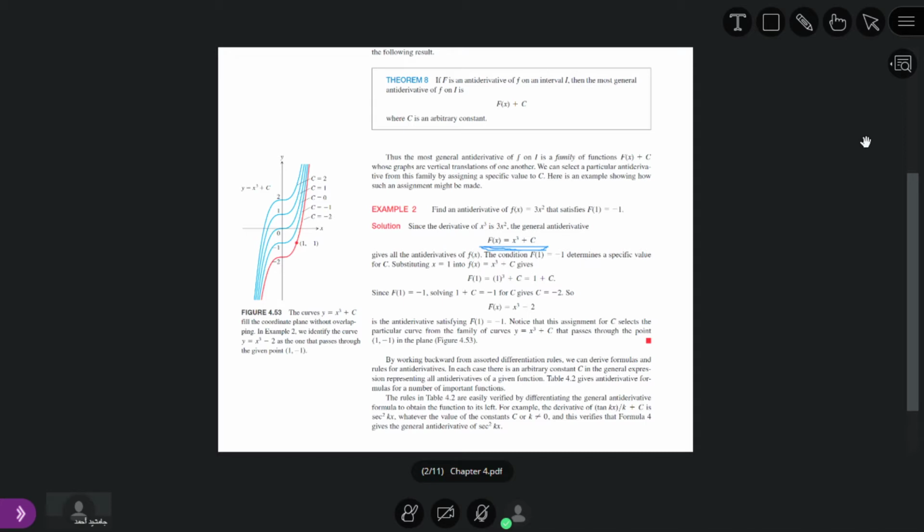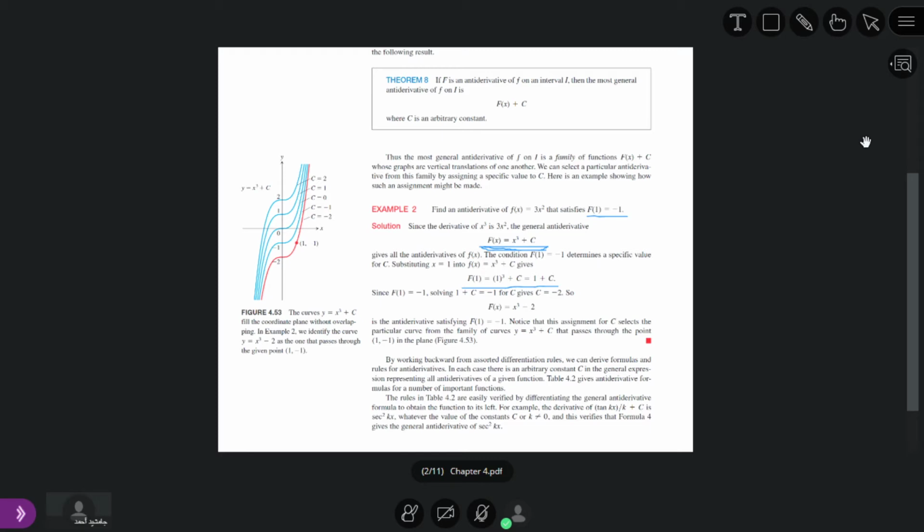So I use this value here. Where is x, I put 1. So I get the following. F of 1 is equal to 1 power 3 plus some constant C. So 1 power 3 is how much? 1 power 3 is 1, so we get 1 plus C.